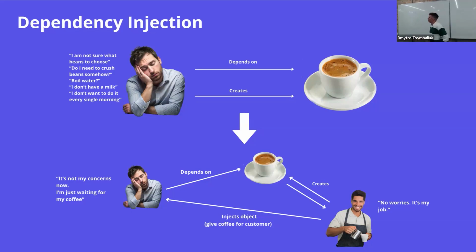So, yeah, the most obvious solution is to go, for example, to some barista guy and ask him to do that. And it's actually a great solution, because now when he goes to this barista guy, it's no longer his concern how to create coffee. He should not think about any beans, water, and he doesn't waste his time. It's like, yeah, it's not my concern now. I'm just waiting for my coffee.